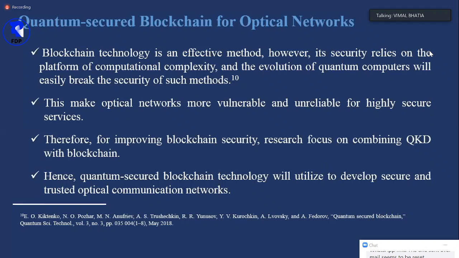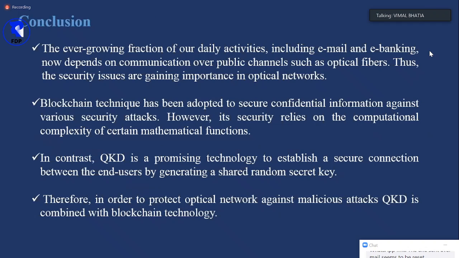So blockchain can be made more secure by using quantum computers, and now because we have optical networks, we can try to combine all this together to propose a secure network using QKD with blockchain and running on an optical network. So basically, what we want to say is that for the ever-growing needs of a fraction of our daily activities, including email and banking, now it is all through public channels going on optical fibers.